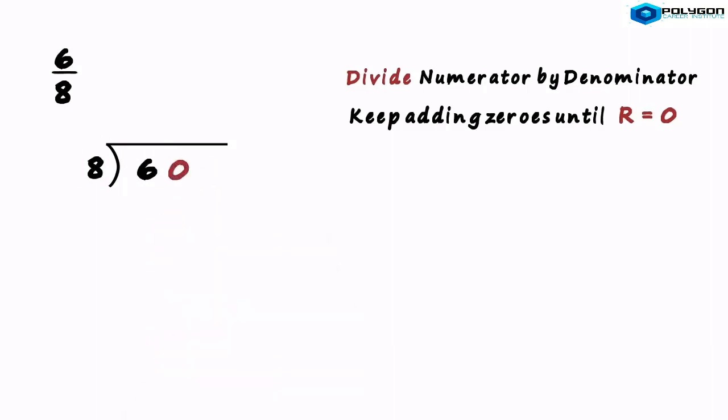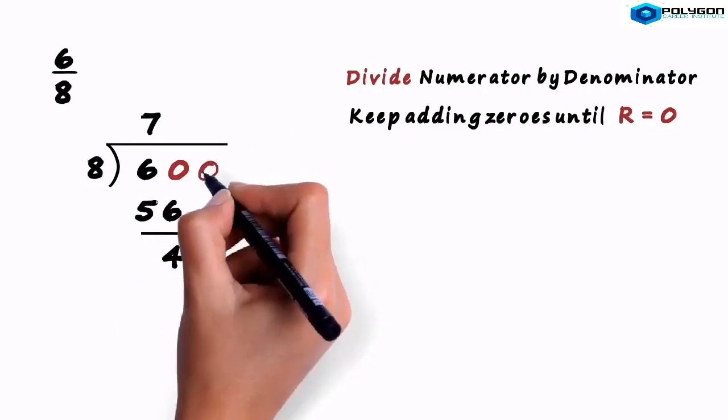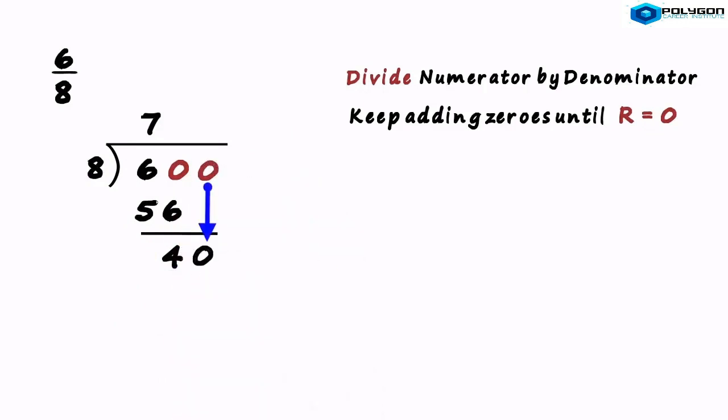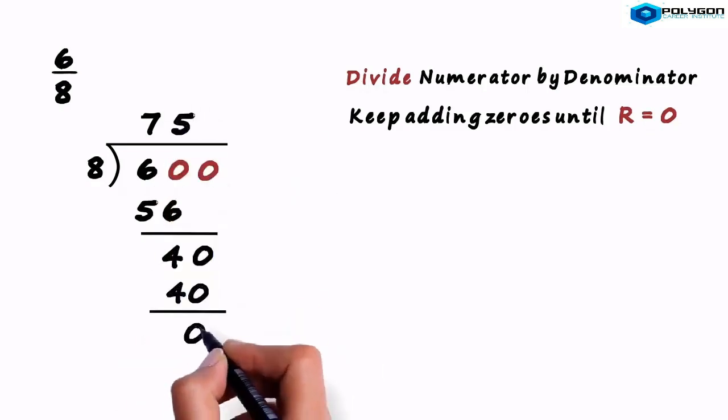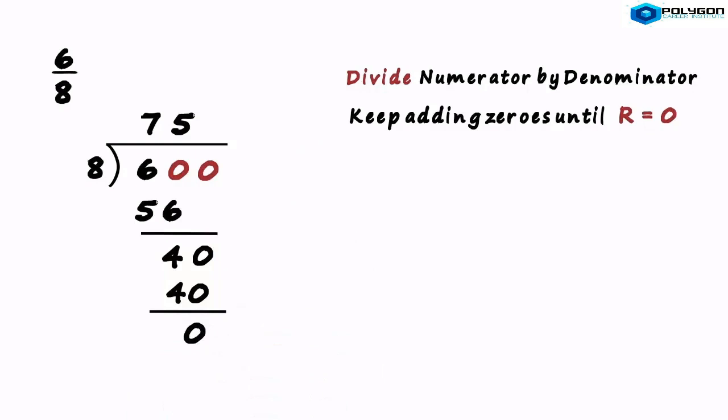We write a 0 here. Now we divide 60 by 8. We know that 8 times 7 is 56 and 60 minus 56 is 4. The remainder is not 0 yet. So we add another 0 and get it down next to 4. We know that 8 times 5 is 40 and 40 minus 40 gives us a 0. Now we can stop adding zeros as the remainder is 0. All we need to do now is place the decimal point in the quotient, which is 75.